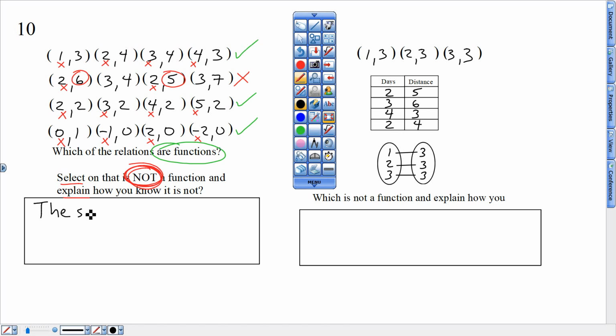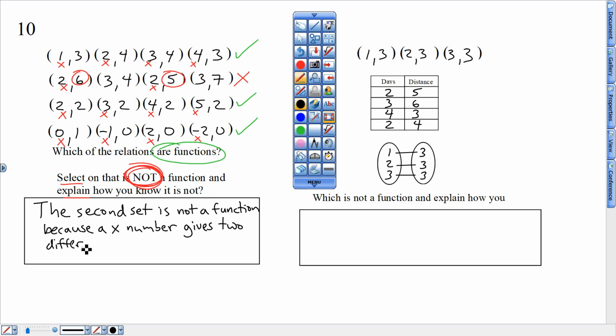The second set is not a function because a x number gives 2 different y numbers. Make sure you put that period in there, and then maybe show me those. That's that 2, 6. Show me the ones you're talking about. That's that 2, 5. All right, next one.